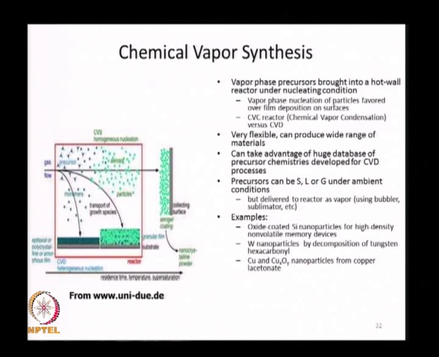Some examples of nano materials that are manufactured using a chemical vapor synthesis reactor are oxide coated silicon nanoparticles, tungsten nanoparticles by decomposing of a tungsten compound, Cu and CuxOy nanoparticles also from a copper compound.